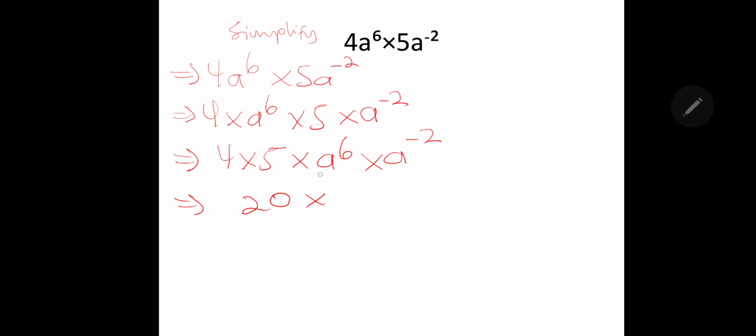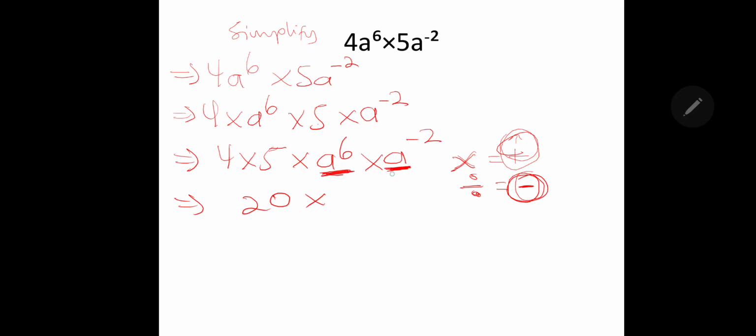What law says that when two same bases are multiplying, you add their index? If you forget, see multiplication, it looks like what? Addition. So when two same bases are multiplying, you add their exponent. When two same bases are dividing, see division looks like subtraction, you subtract their index. To raise a power to a power, you multiply their index. And when you have any non-zero number raised to the power 0, the answer is what? 1. And when you have x to the power a over b, the answer is the bth root of x, all raised to the power a.